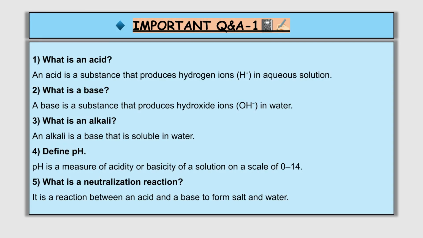Here are some important questions and answers. An acid produces hydrogen ions, while a base produces hydroxide ions. An alkali is a water-soluble base. pH measures acidity or basicity on a 0 to 14 scale. Neutralization is the reaction between an acid and a base to form salt and water.